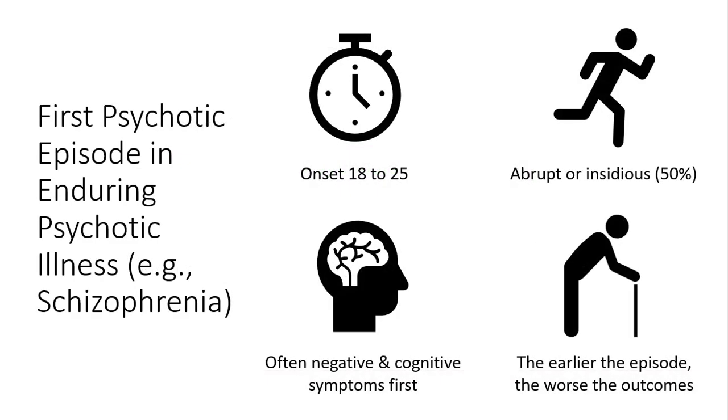The first psychotic episode in enduring psychotic illness, such as schizophrenia, has its onset typically between the ages of 18 and 25. This onset corresponds with our stress diathesis model, where an ultimate encounter of stress around this age activates underlying vulnerabilities. The onset can be abrupt or insidious with a 50-50 split. Often the development of negative and cognitive symptoms precedes the presence of positive symptoms. The earlier the episode, the worse the outcomes. This also applies to schizophreniform disorder.